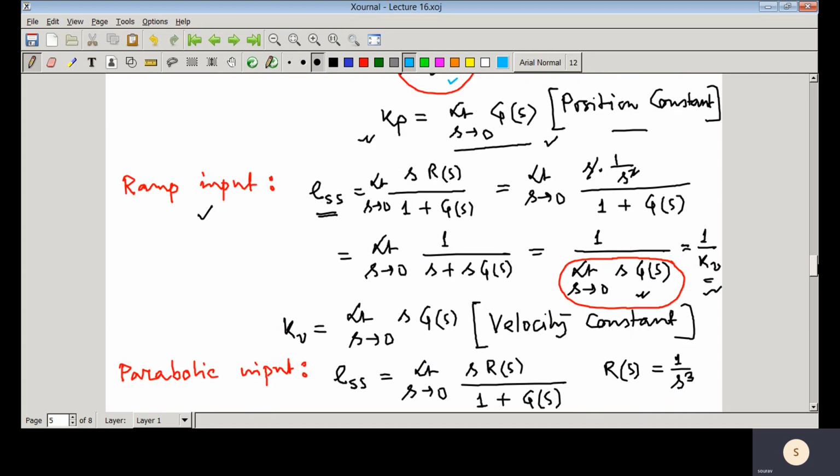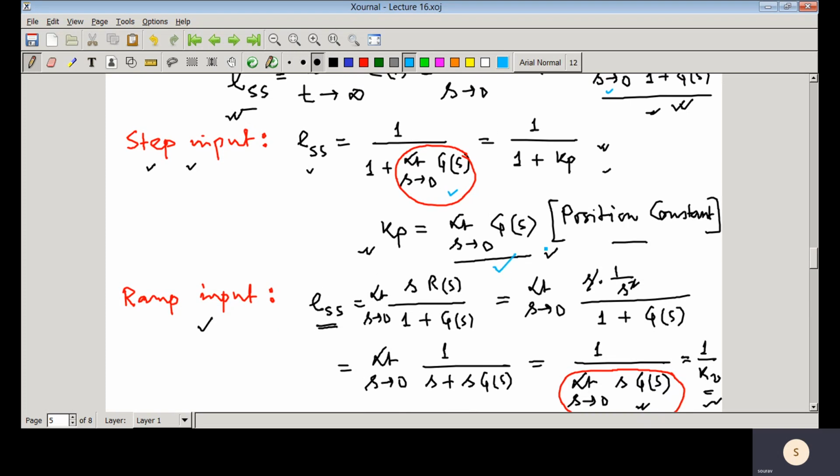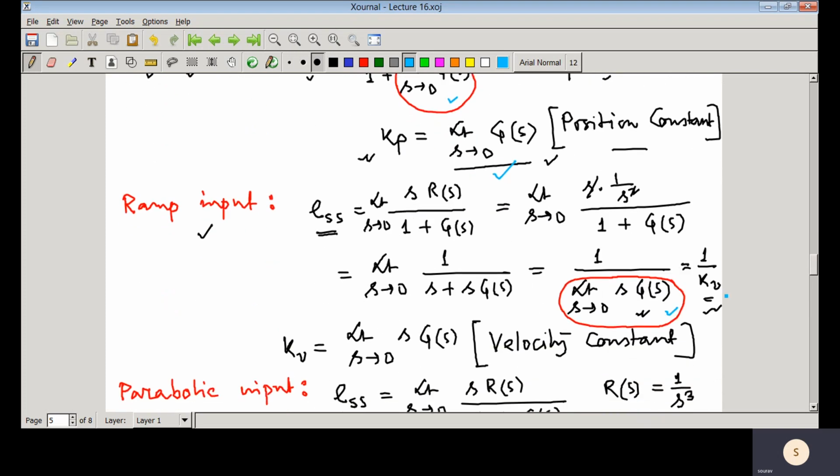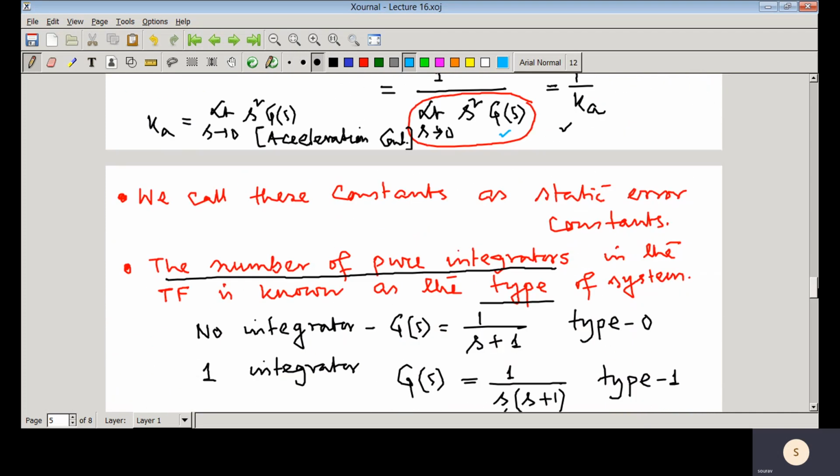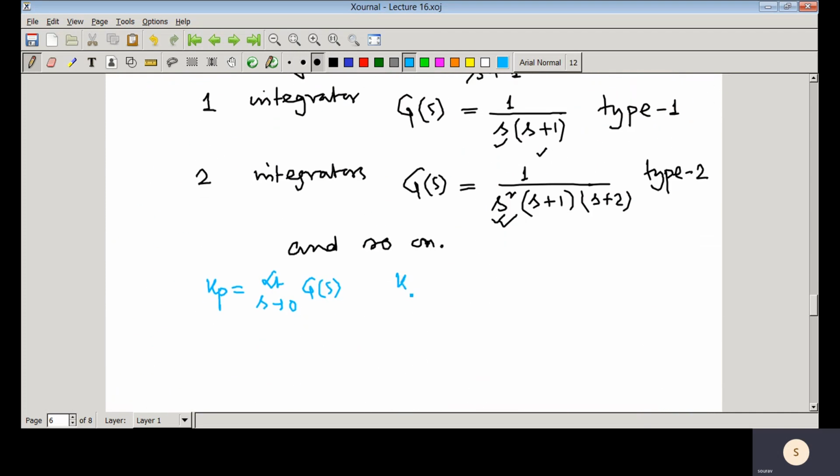We can see it here that Kp, Kv is sGs and Ka is s squared Gs. So Kv is limit s tends to 0 of sGs, and this one is Ka. Ka is limit s tends to 0 of s squared Gs.